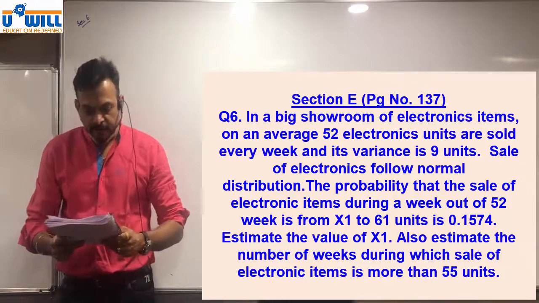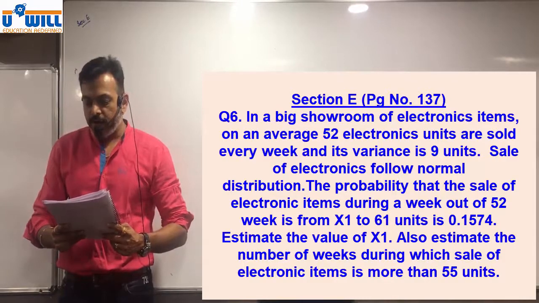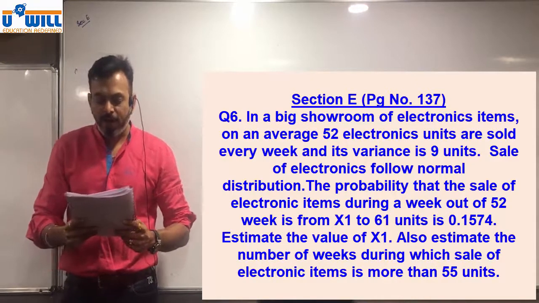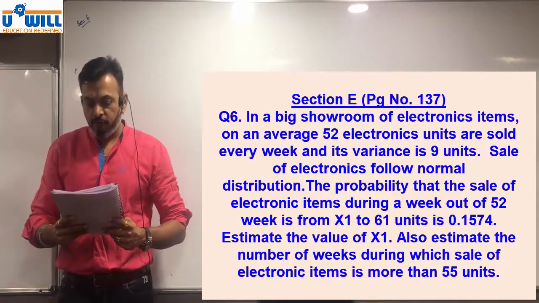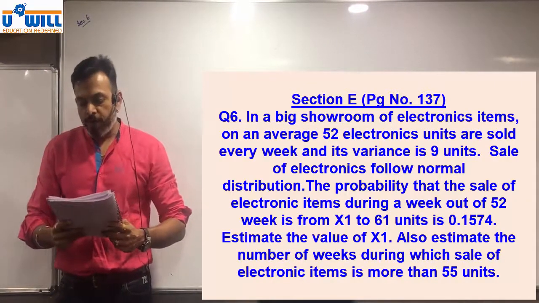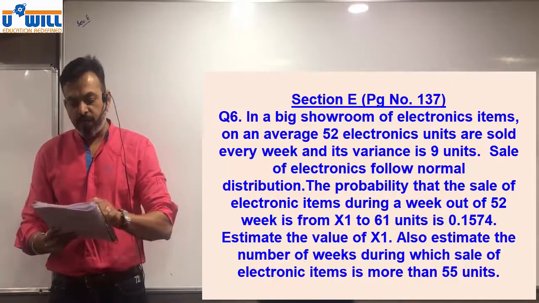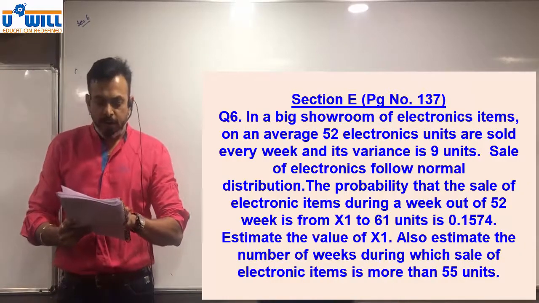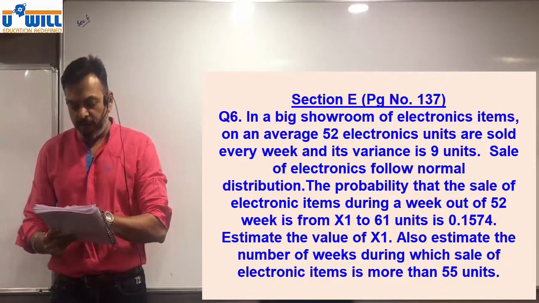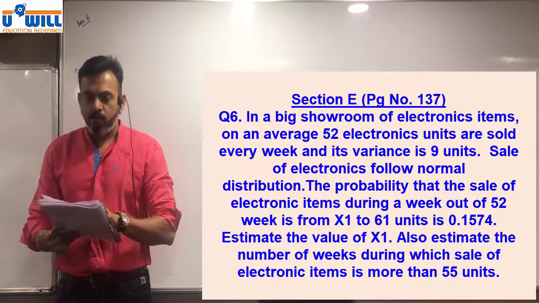Question 6, page 137. In a big showroom of electronic items, on an average, 52 electronic units are sold every week and its variance is 9 units. Sale of electronic items follows normal distribution. The probability that the sale of electronic items during a week out of 52 weeks is from x1 units to 61 units is 0.1574. Estimate the value of x1. Also estimate the number of weeks during which the sale of electronic items is more than 55 units.